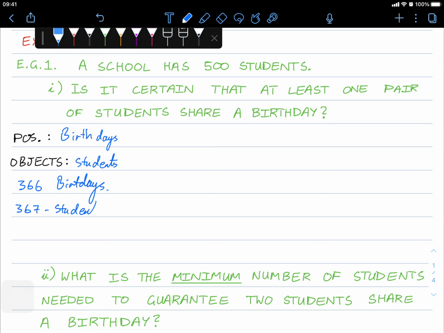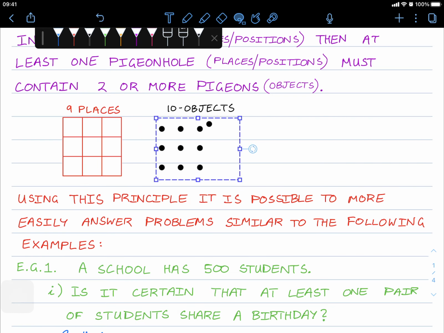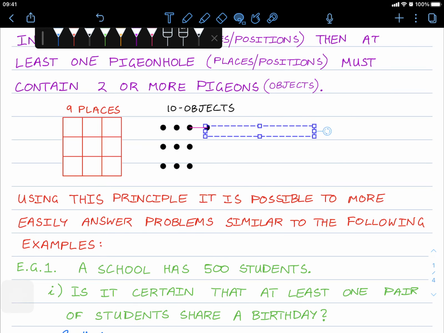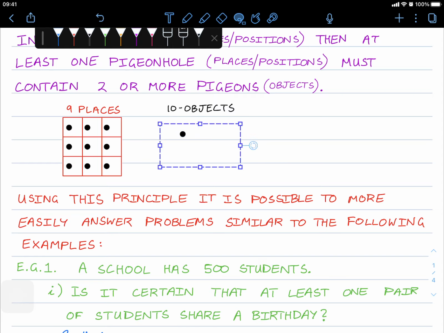So now if we have 367, imagine that these boxes were birthdays. Let's just pretend that in 1 year there are 9 days. There's one person born on each day, like so. And this last person, no matter what day they're born, is guaranteed to share a birthday with one other person, because every other place, or birthday in this case, is now already taken.